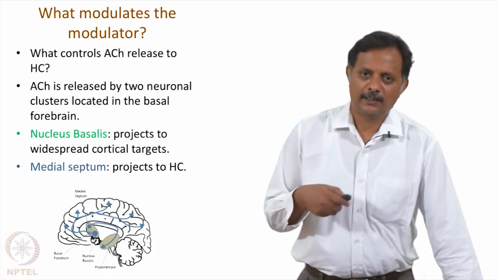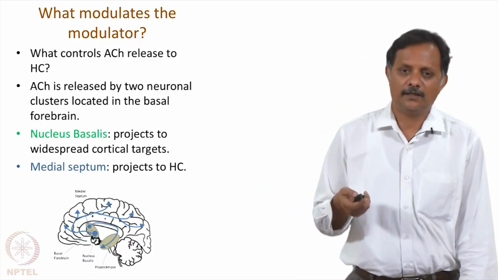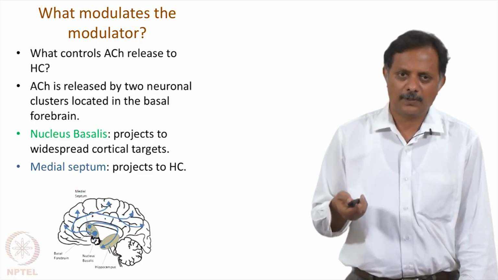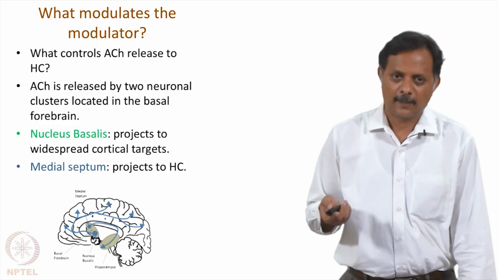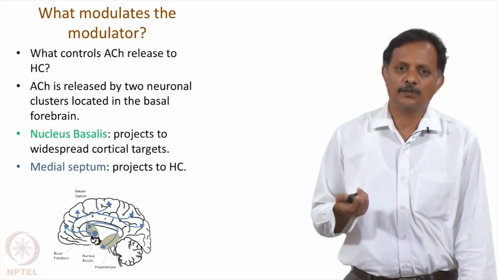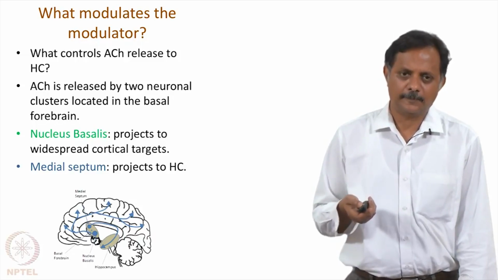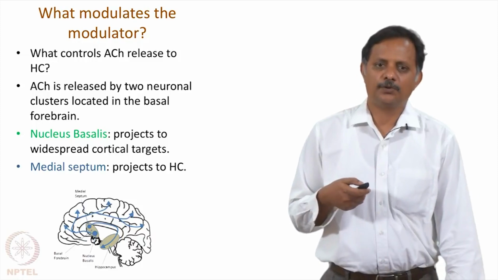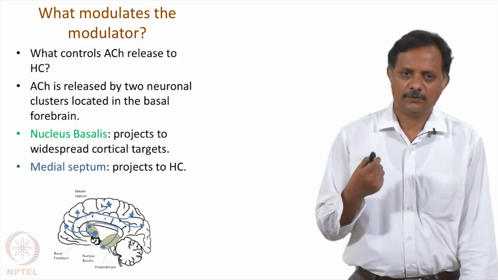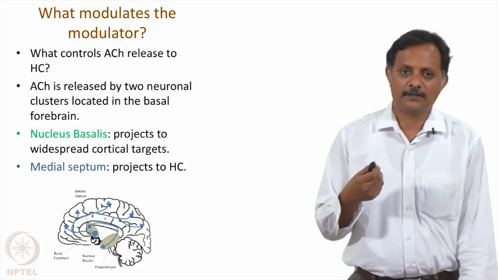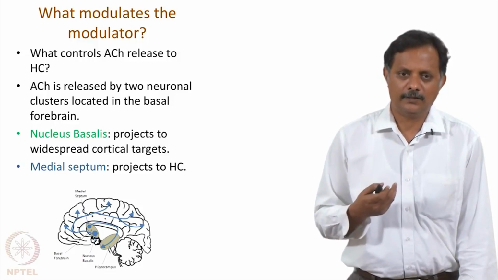Now, we said that ACH is a neuromodulator, and increased ACH in the hippocampal complex, or hippocampus, can increase memory storage in CA3. But what decides or controls ACH release to the hippocampus or to CA3? ACH is released by two neuronal clusters, because we said these neuromodulators are released by small clusters of neurons located in the midbrain and other subcortical areas.